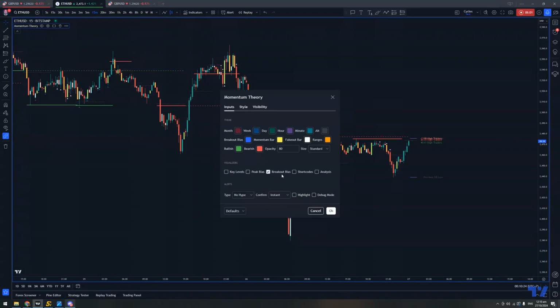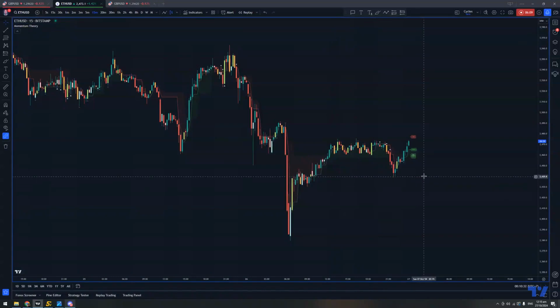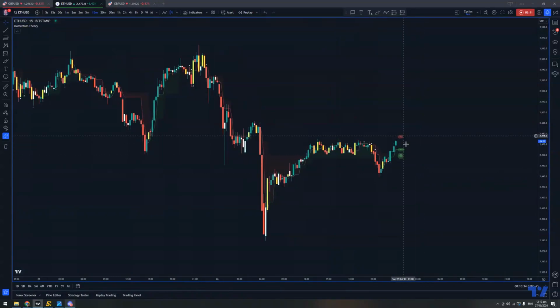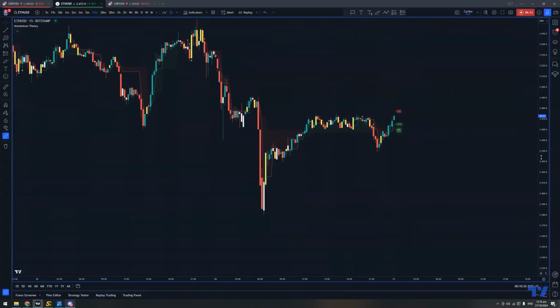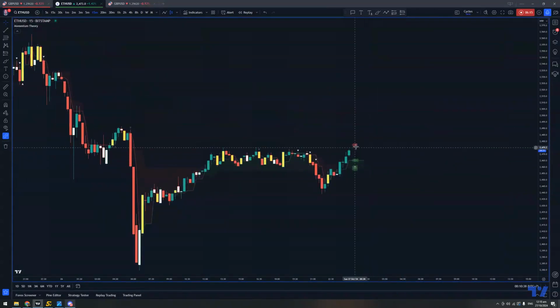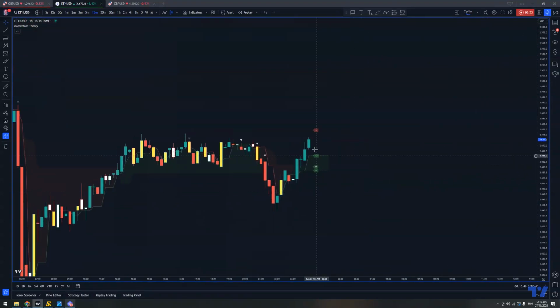Breakout bias used to be called trend. So I now changed them to correspond to the terms that I use in my videos: peak bias and breakout bias. Breakout bias basically are the breakout levels. So now when you hover over them, you can see whether it's a H8 breakout high or breakout low, and green if it's bullish, red if it's bearish.